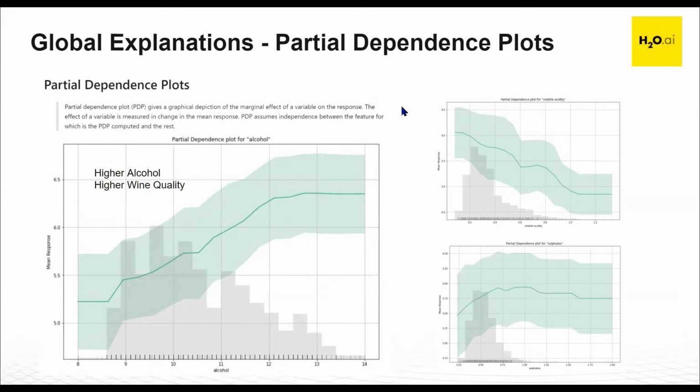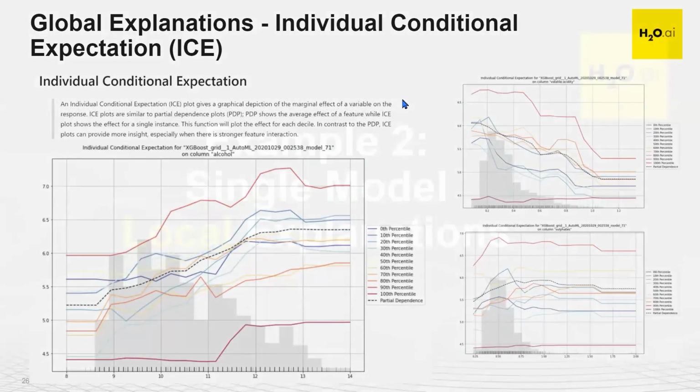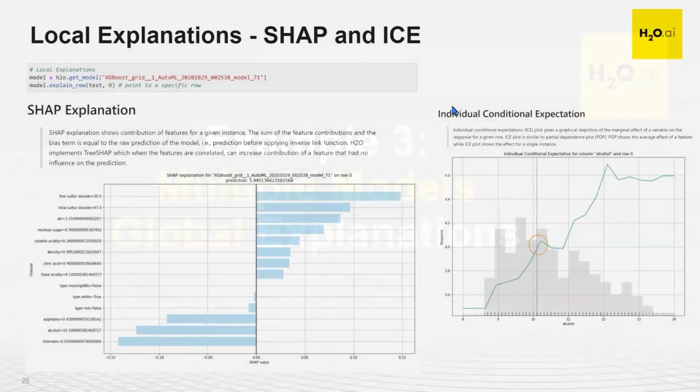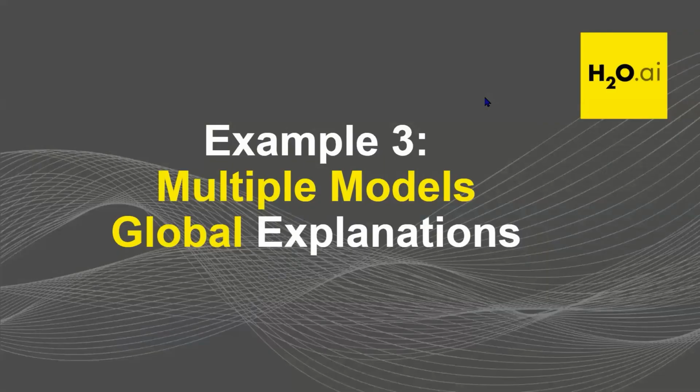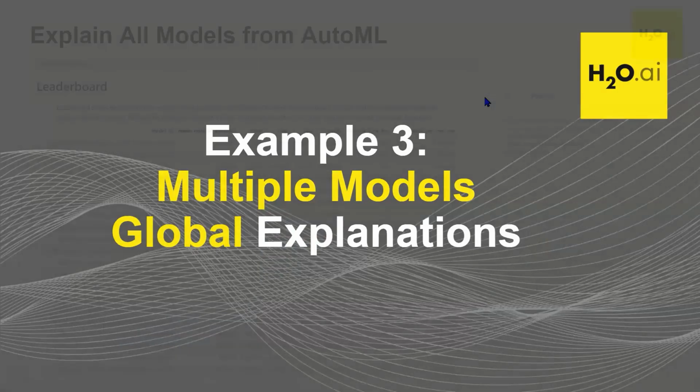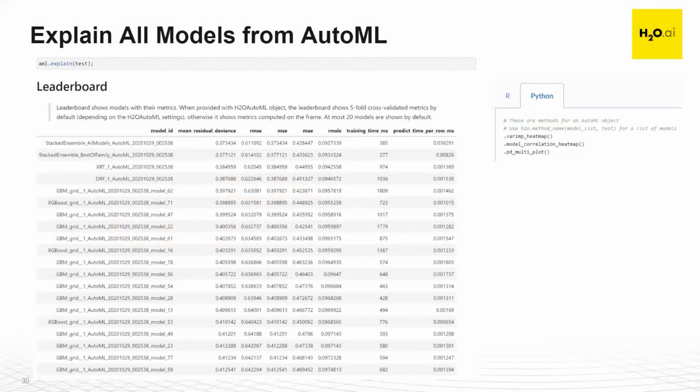Okay, so let's move on to example 3. This time we want to look at multiple models together, and this is how we do it. So in this case, we're just using all the models from the first AutoML object. So we have the whole object here, put it into explain, and then we want to use a test set for the explanation. So this is how we fit the whole thing into the explanation toolkit.